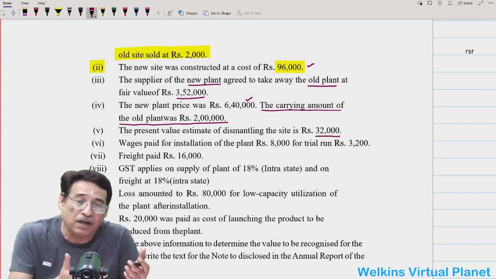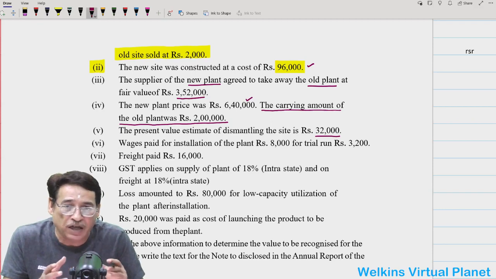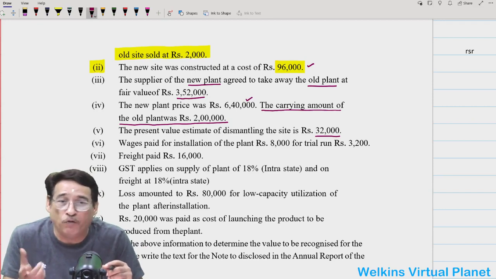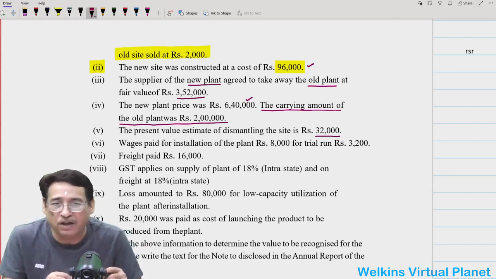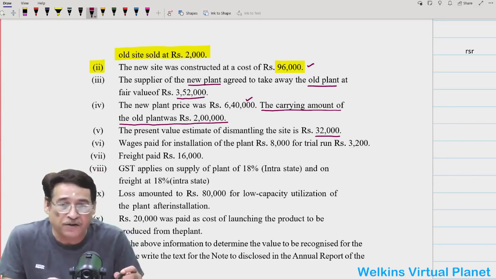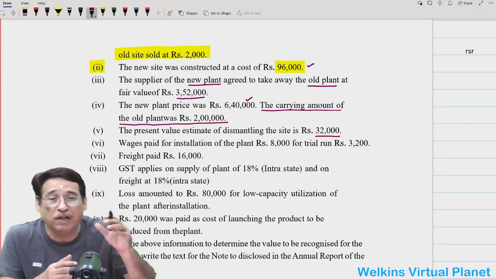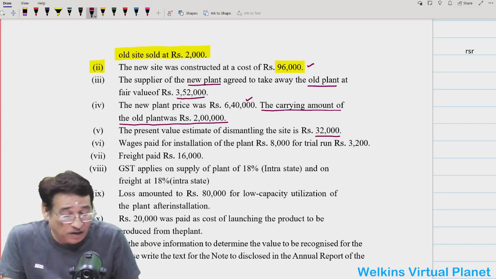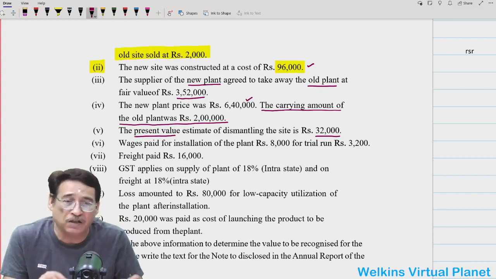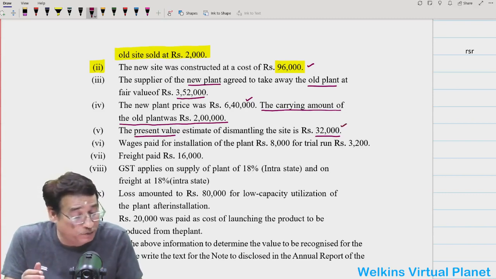See, now we are taking in a new plant. Quite obviously, we may have to build a new site. But when we build a new site, we also try to estimate what will ultimately be the cost when we dismantle the site. Under IND AS 16, we have taken up some examples regarding this. Whenever we construct the site, ultimately we will have to dismantle it and incur some costs. Generally, we take the present value, and here the present value is given to you. So the present value of dismantling the site, which you are going to construct for the new plant, will form part of the cost of the new plant.